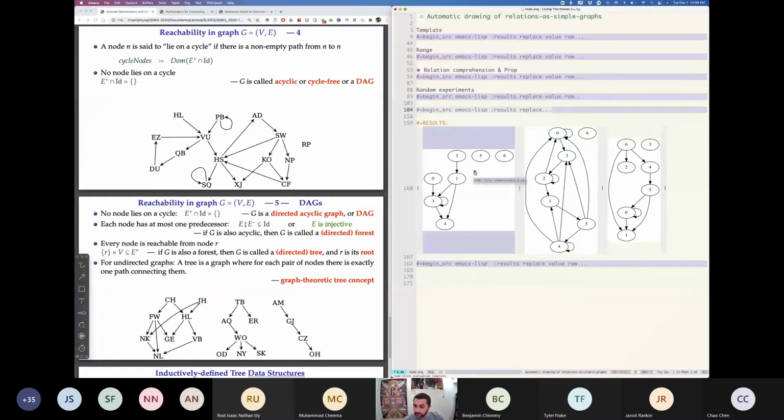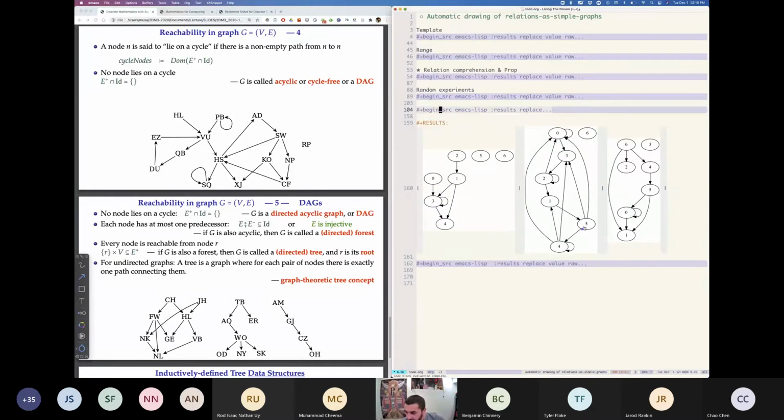Does anybody see the cycle? Let's work it out together. So I can start at 1. Let me draw it for you so you can see it. From 1 I can go to 3, and then from 3 I can go to 4. Oh, there's no cycle here. My bad. So there's no cycle here because there's no way to get back to 1.